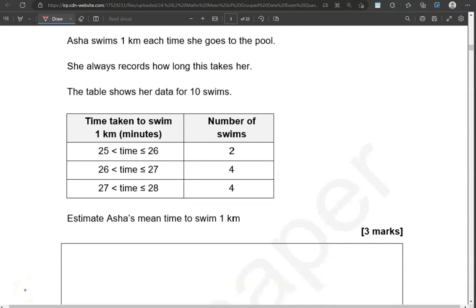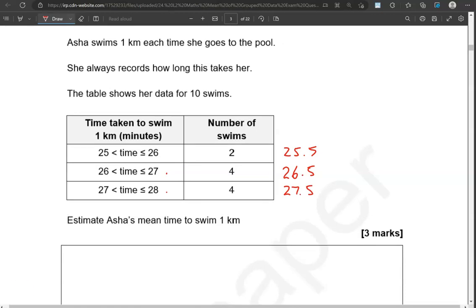Again, we need to find the midpoint first. So for the first group, that is between 25 and 26 minutes, so the midpoint will be 25 and a half, 25.5 minutes. The midpoint between 26 and 27 is 26.5. Between 27 and 28 is 27.5. So we have the midpoints. Now we're going to multiply by the frequency.